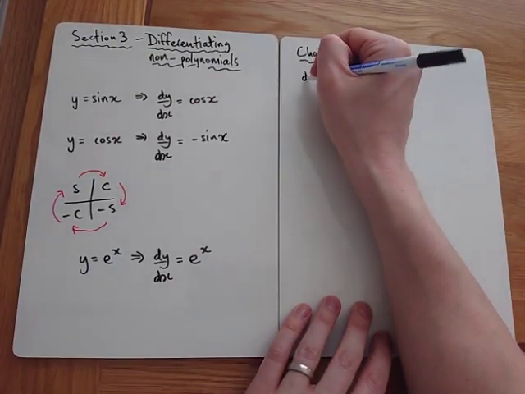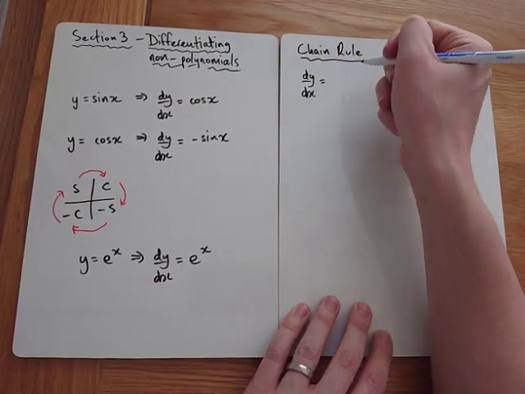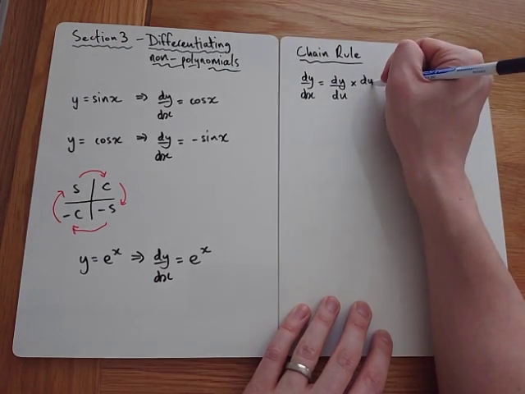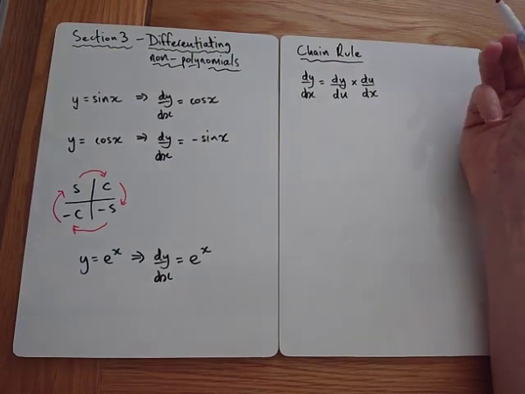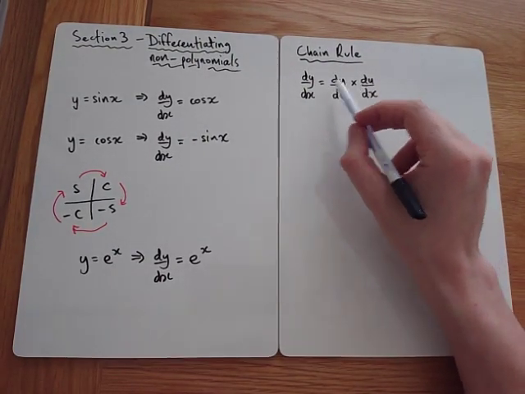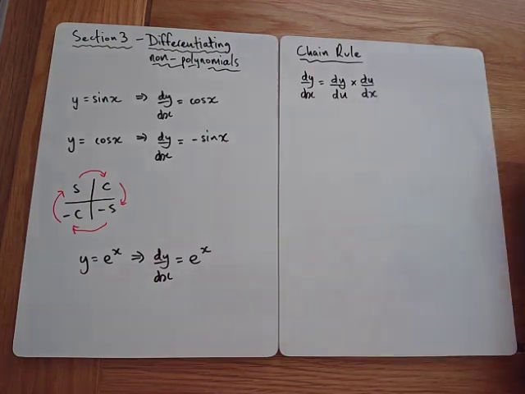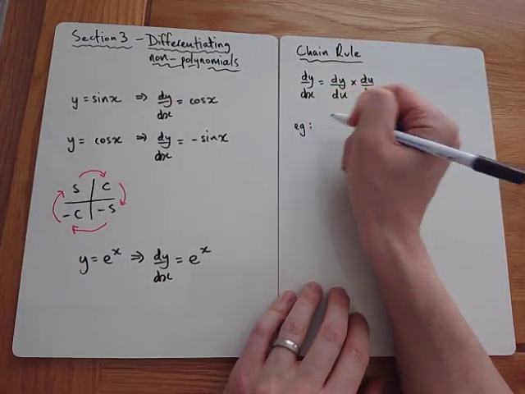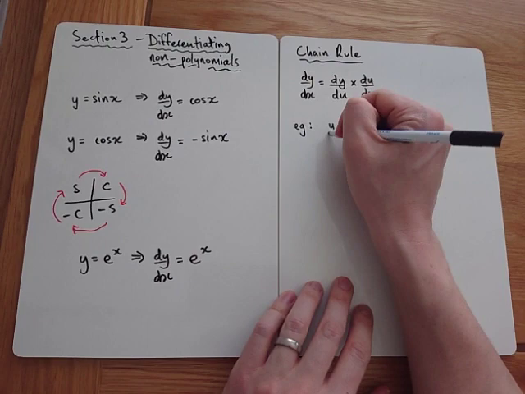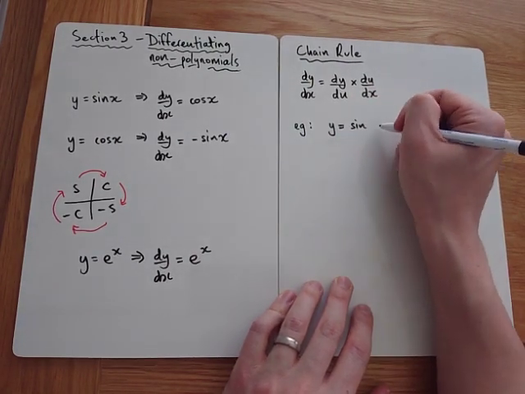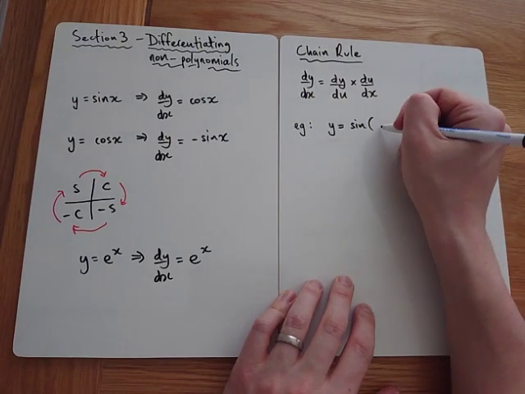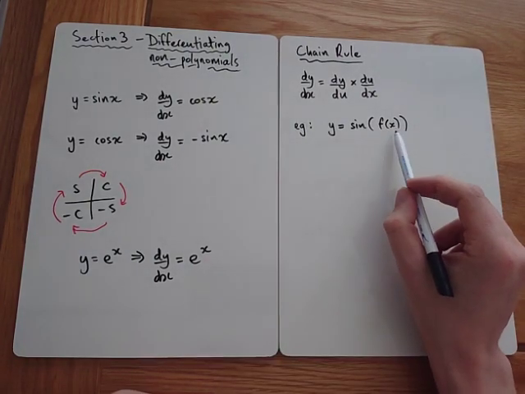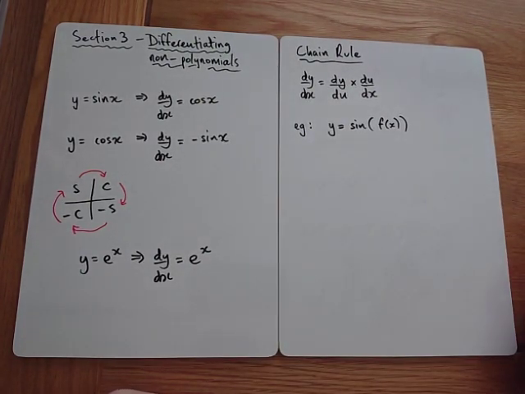That basically tells us that dy by dx will equal dy by du multiplied by du by dx. And you see that we can treat these derivatives almost like fractions. So that fraction there would be the same as these two multiplied together. So say for example, if I had sine of a function of x, what we've got there is a function inside another function. So we can use a substitution.